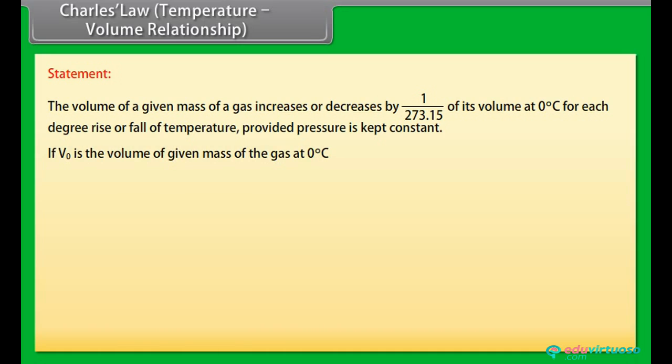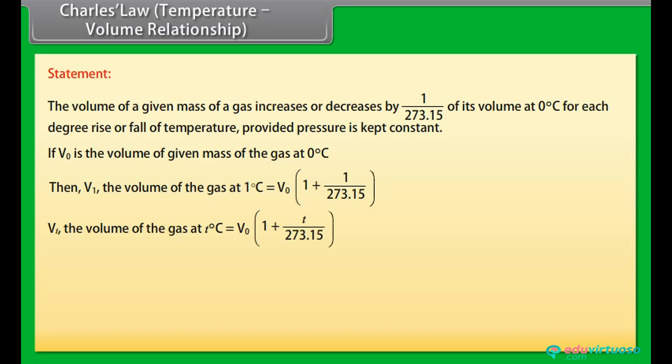If V0 is the volume of a given mass of a gas at 0 degrees Celsius, then V1, the volume of the gas at 1 degree Celsius, is equal to V0 into 1 plus 1 by 273.15. Vt, the volume of the gas at t degrees Celsius, is equal to V0 into 1 plus t by 273.15.